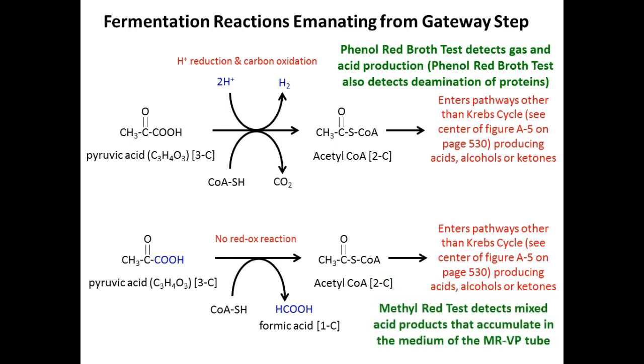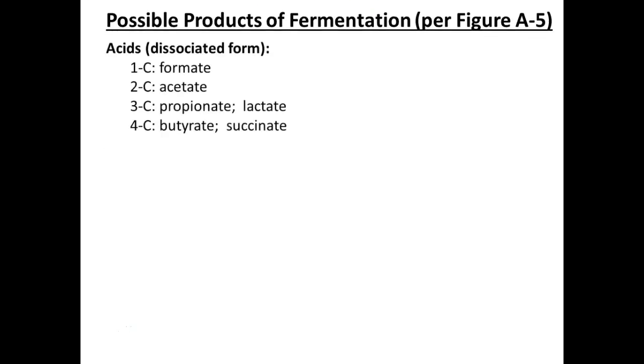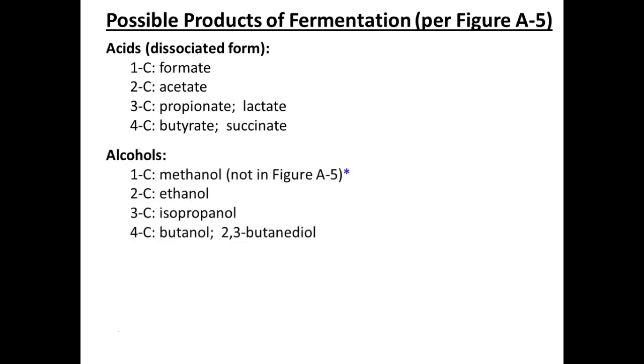The methyl red test detects mixed acid production. So when they produce a lot of acids, they accumulate in these tubes. Possible acids that can be produced from fermentation: formate, which is a 2-carbon, acetate, propionate, lactate, butyrate, succinate, right? Notice the -ate ending, right? These are acids.